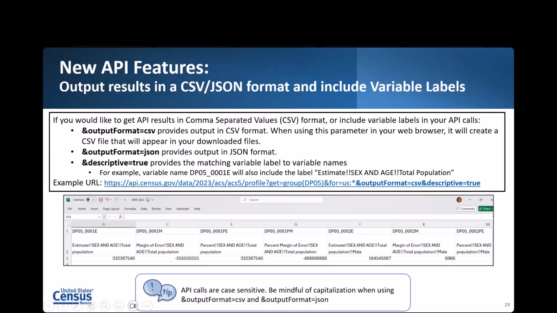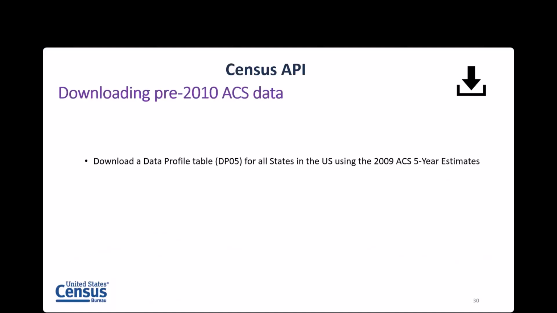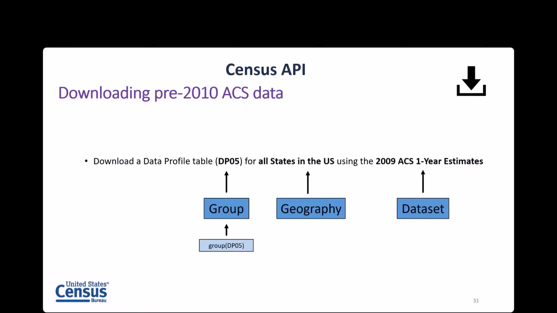So I'll show you an example of that right now when we're looking at pulling some of this early American Community Survey data. The example that I chose here was just downloading a data profile table for all states in the US using the ACS 1-year estimates. So I wanted to break this down here, looking at each part. Again, this time rather than a variable, we are looking at a group call because we wanted to pull every single variable from table DP05. So we're going to use this group functionality to pull in table DP05.